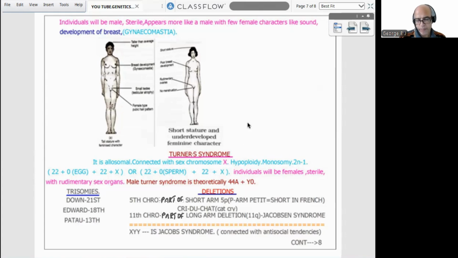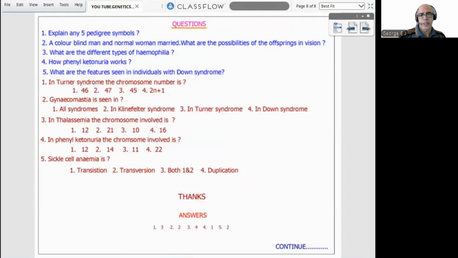Now, the next item, XYY is called Jacobs syndrome. Jacobs syndrome is connected with antisocial tendency, etc. So these 3 are again important for the exam. That is why I just mentioned 2 deletions and 1 XYY condition. Deletions: cri-du-chat, Jacobsen syndrome. Then Jacobs syndrome is XYY. I think the idea is clear. After that, 5 theory questions, 5 NEET model questions with the key.